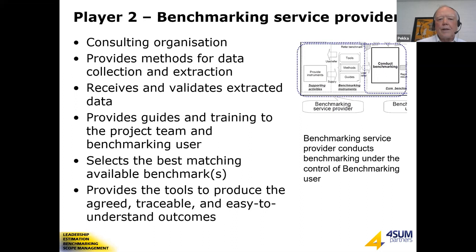And then they also provide the tools to produce the agreed, traceable, and easy to understand outcomes. So the outcomes from a benchmarking service provider should not be very magical or mystical, but easy to understand.